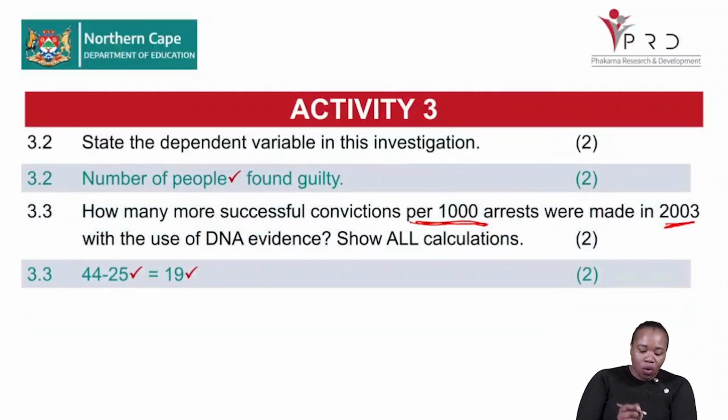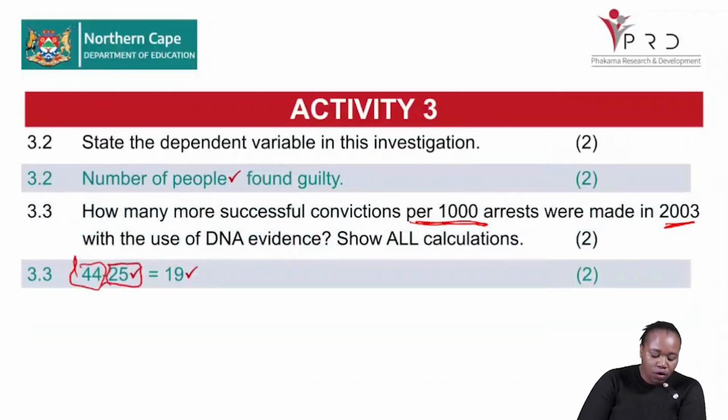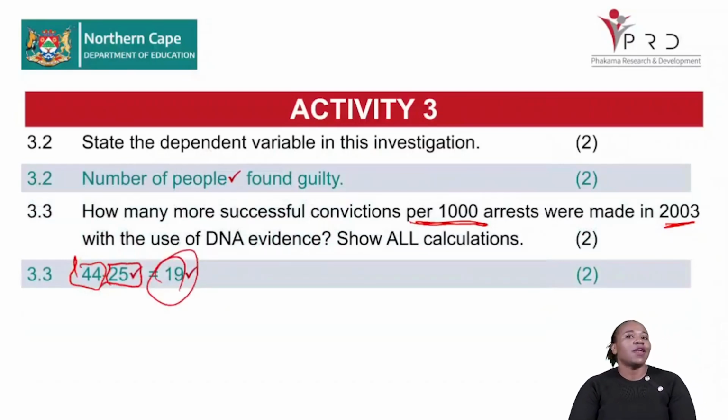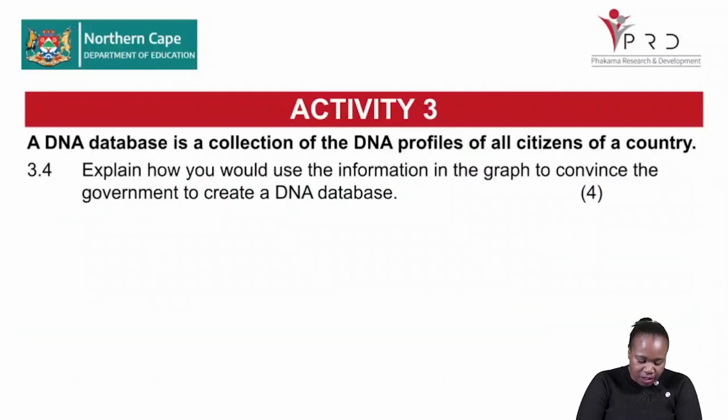All right, so with DNA evidence, we have 44 convictions, and then without DNA evidence, we have 25 convictions as seen on the graph. So it means that there is a difference of 19 convictions. That is a big number. So there's 19 more convictions as compared to when there is no DNA evidence.